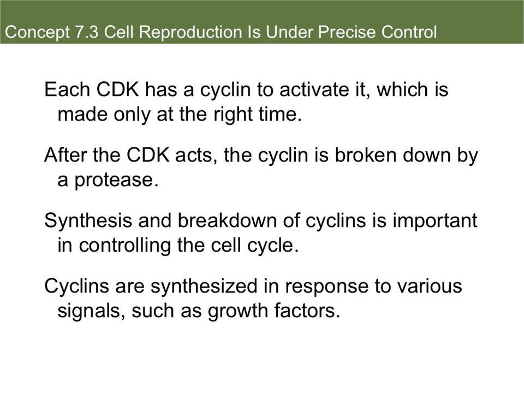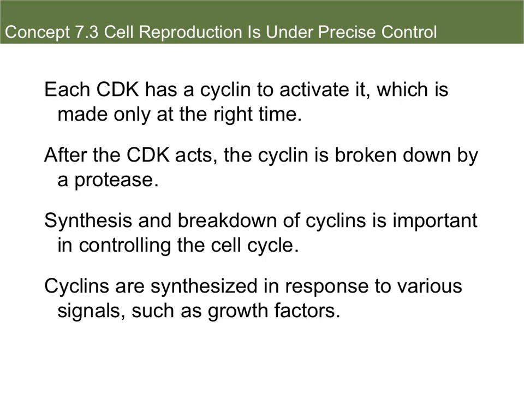Each CDK for each of these steps has a cyclin that is specific to it. Remember, these are proteins and their enzymes that are specific to the substrates that they work on. So the same concept applies here. Each CDK has its own specific cyclin that activates it, and it's only made at the right time. After that CDK acts and it does its job and progresses a cell to the next stage of the cell cycle, that cyclin is then broken down by a protease, which is a special enzyme that breaks down the cyclin.